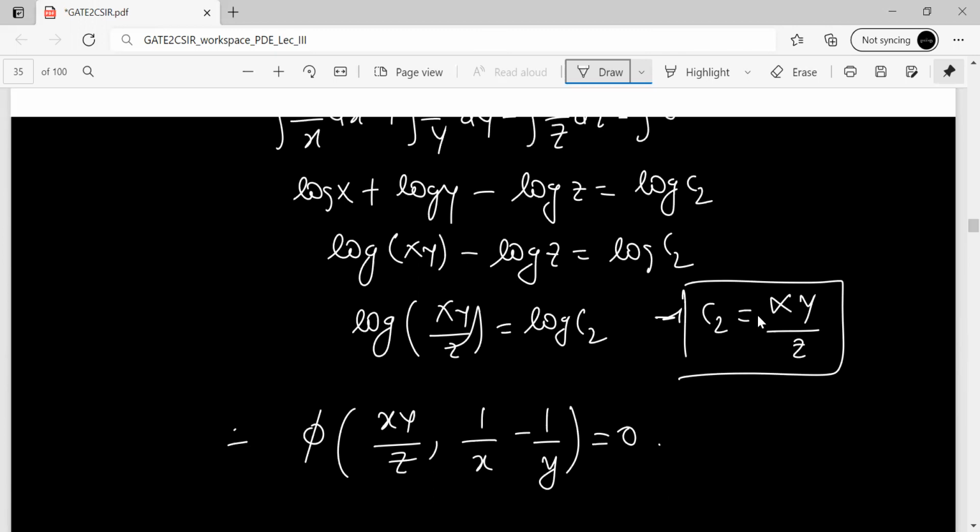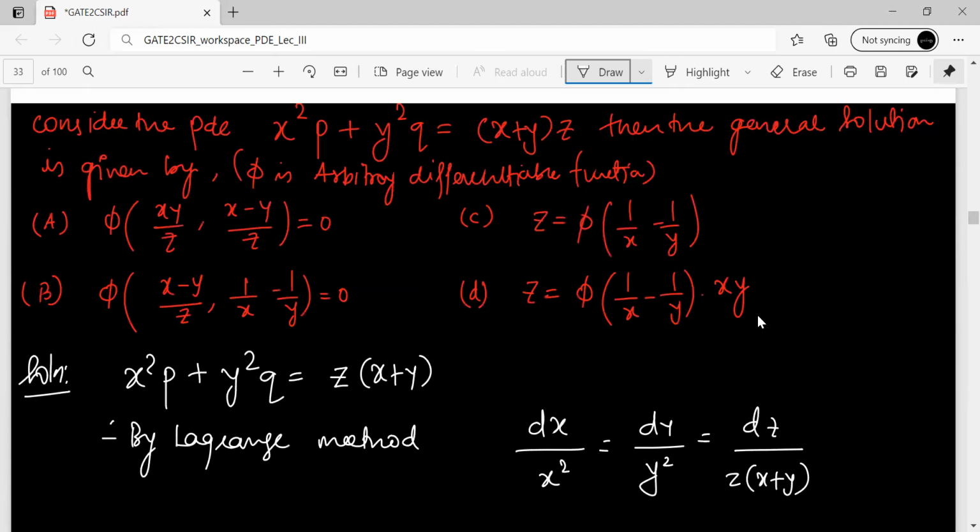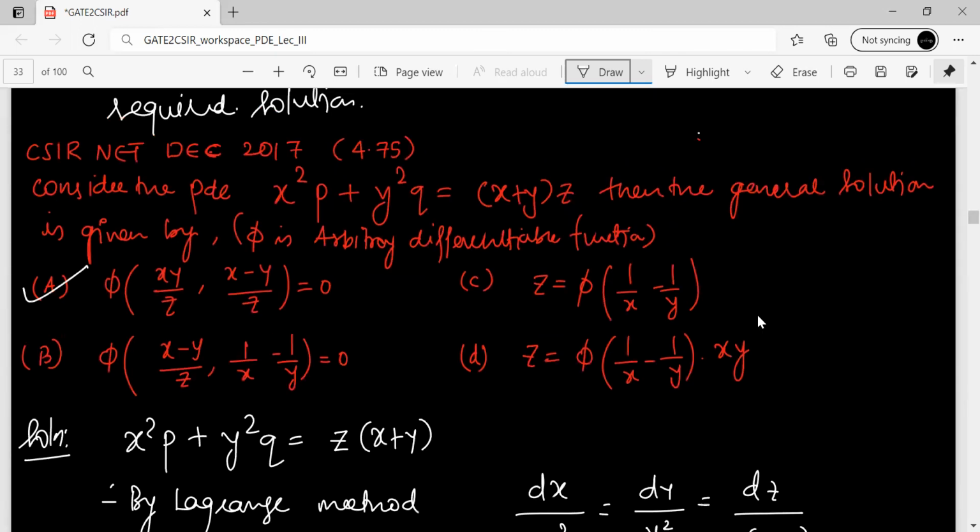So with this, I got option A correct. Got option A correct, but no, I think option B correct, not A. I'm sorry. This is 1 upon x minus 1 upon y. And this is B. So B option is correct.